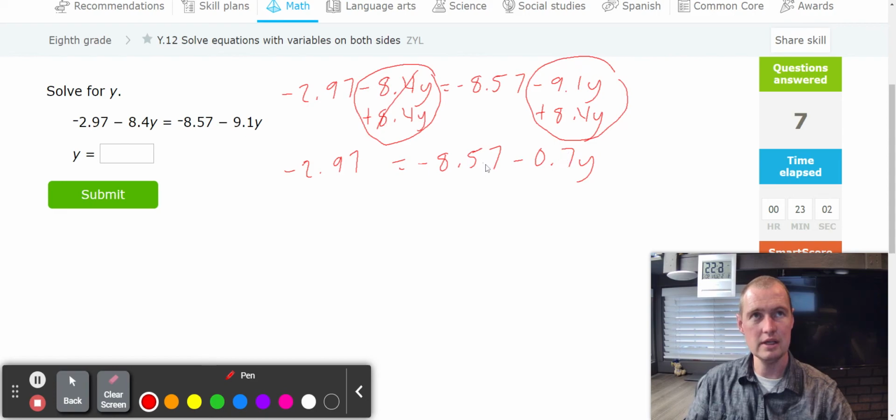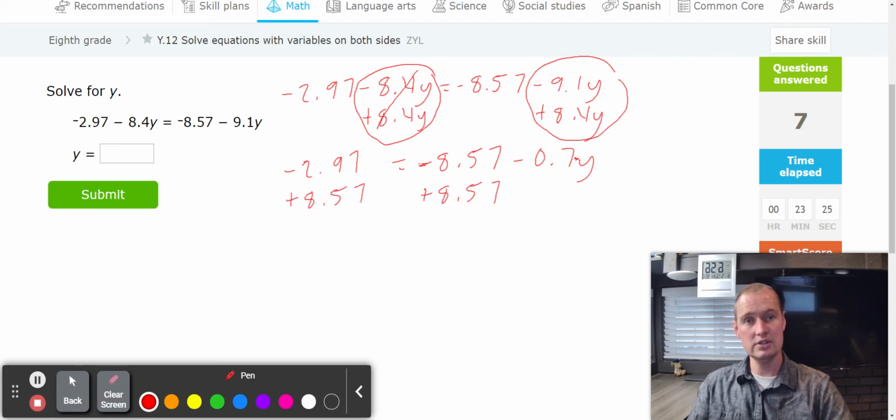All right, next step is I want to get our two-step equation down to a one-step equation because we have a constant and a variable here. So the opposite of the negative here is to add 8.57 on both sides. If I add 8.57 to the right side, I also need to add 8.57 on the left side.